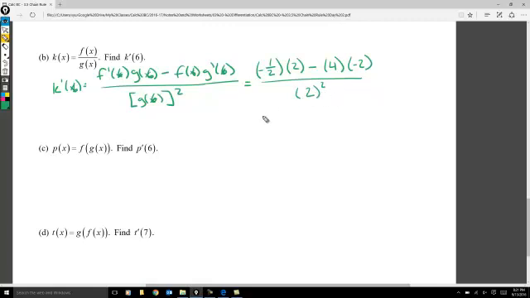Right, we can reduce this a little bit. So I get negative 1 plus 8 over 4. So I should get 7 over 4 as my answer. All right, let's keep going.